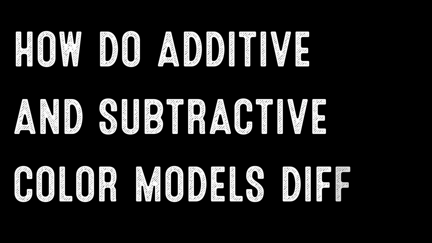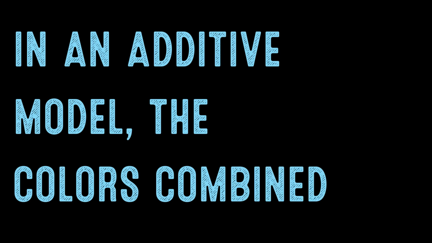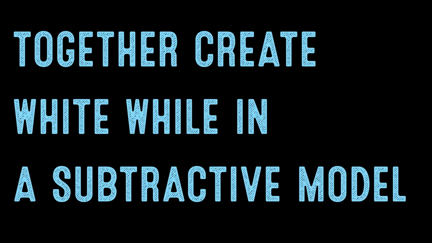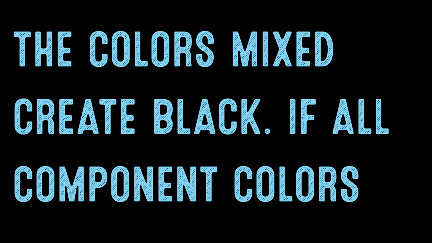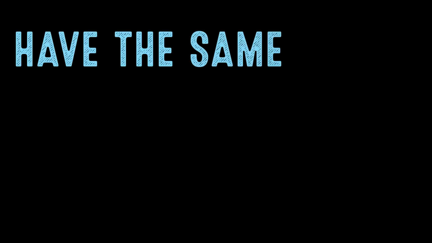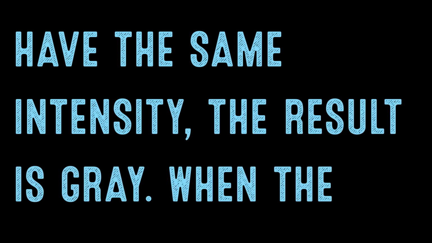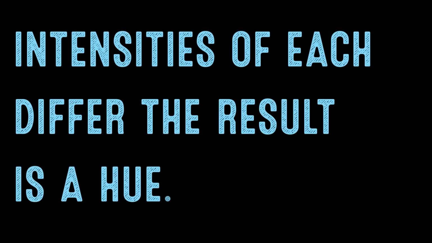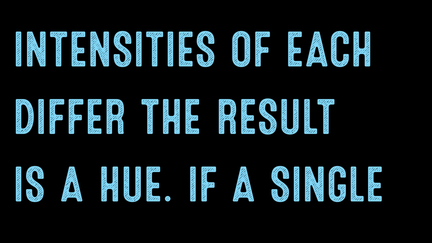How do additive and subtractive color models differ? In an additive model, the colors combined together create white, while in a subtractive model, the colors mixed create black. If all component colors have zero intensity, the result is black. If all components have the same intensity, the result is gray. When the intensities of each differ, the result is a hue.